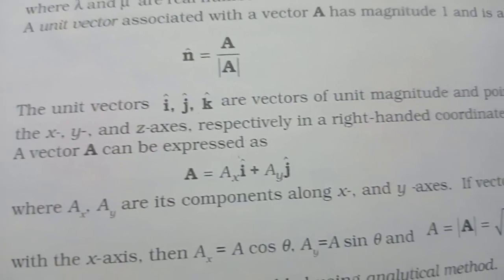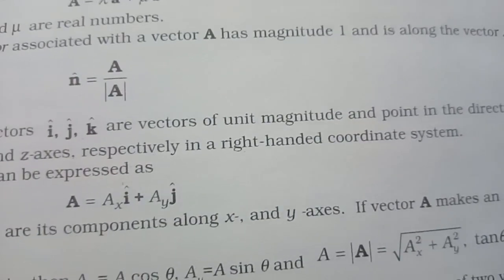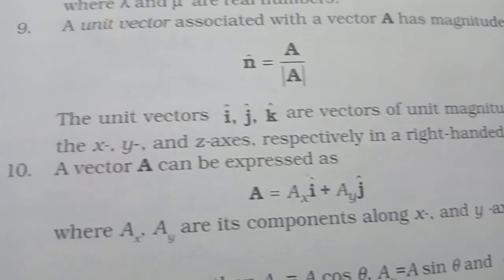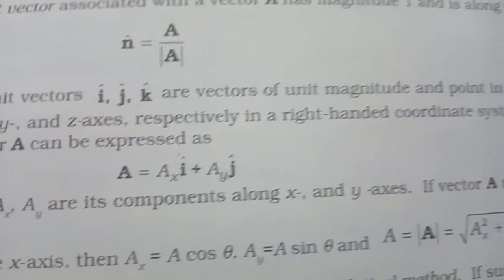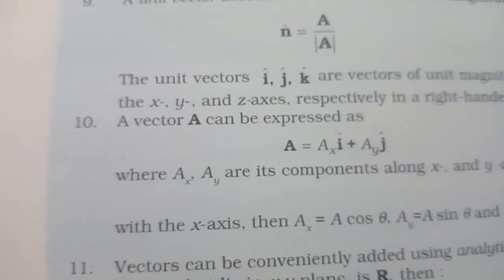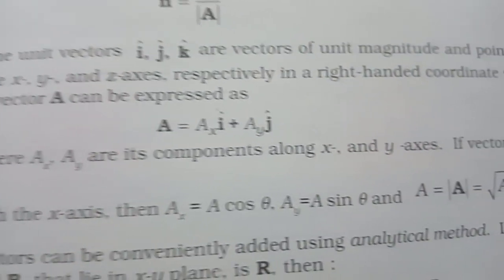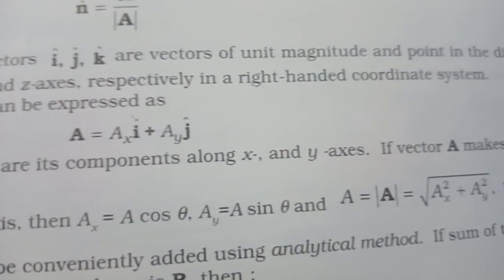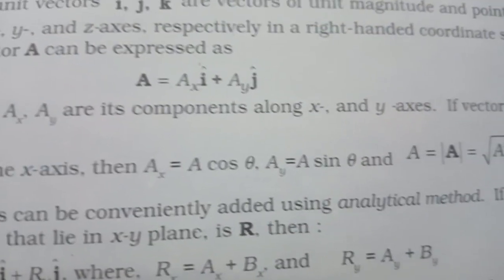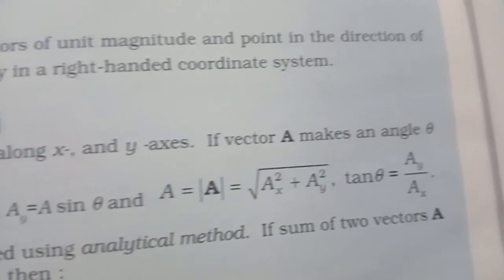The unit vectors i cap, j cap, k cap are vectors of unit magnitude and point in the direction of the x, y and z axis respectively in a right-handed coordinate system. A vector A can be expressed as A is equal to Ax i cap plus Ay j cap, where Ax and Ay are its components along x and y axis.